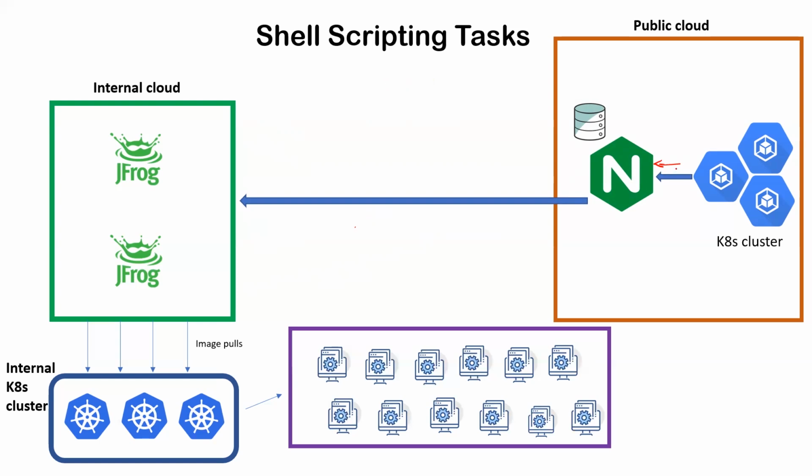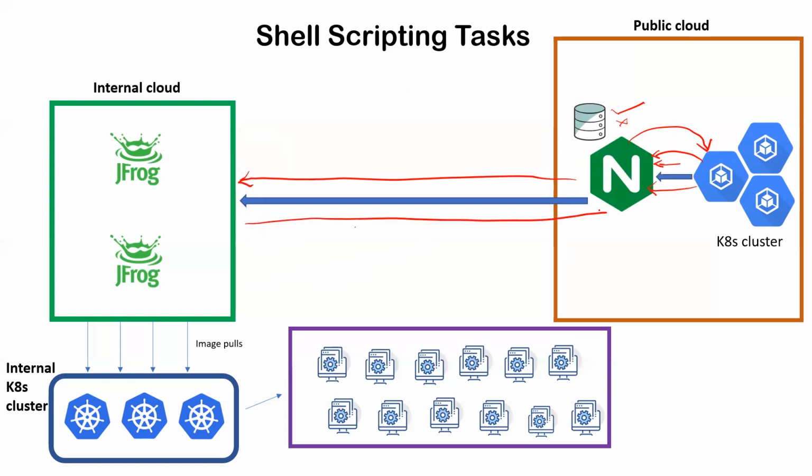So with this setup, all the image pull requests from K8s will be sent to NGINX. Now NGINX will check the cache. If the image is present in the cache, then it will be served directly from NGINX. But if the image is not there, the request will be redirected to JFrog. Any image which is not in the NGINX cache will be pulled directly from the JFrog in the internal cloud and served to the K8s cluster.